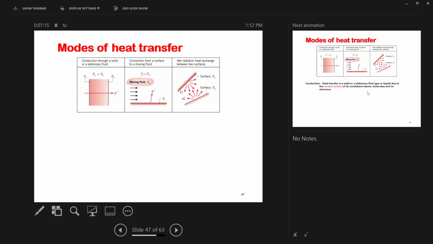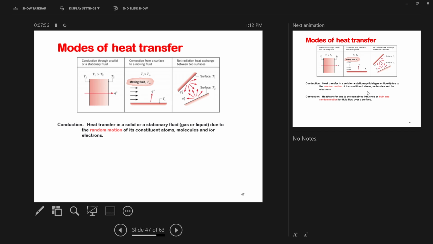So we have three different modes of heat transfer. The first one is conduction. Conduction is heat transfer in a solid or a stationary fluid, whether gas or liquid, due to the random motions of its constituent atoms, molecules, or electrons. The most important part to keep in mind about conduction is that it refers to the transfer of heat in a stationary state, right?